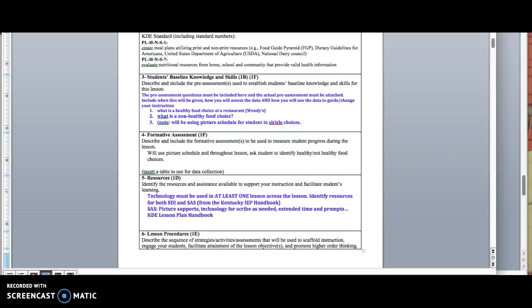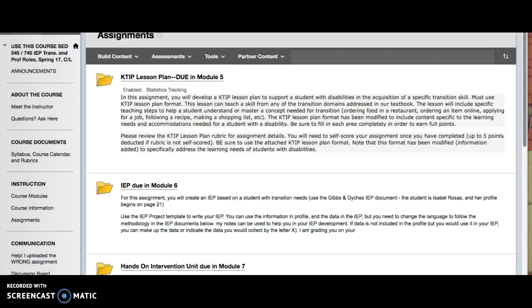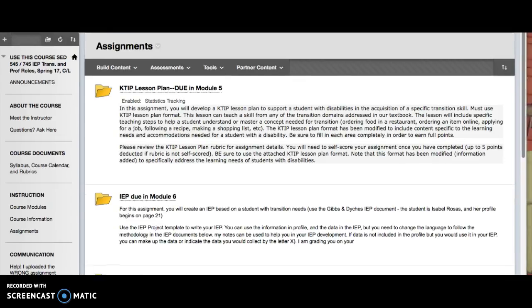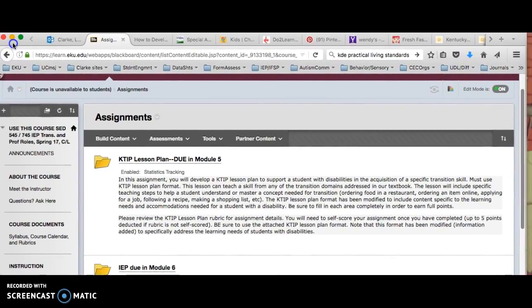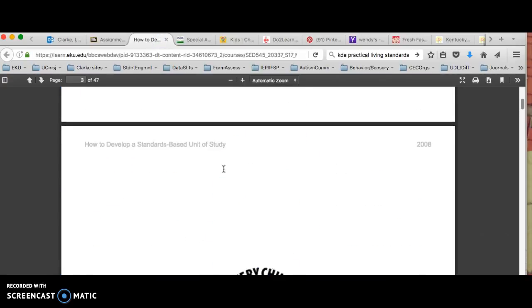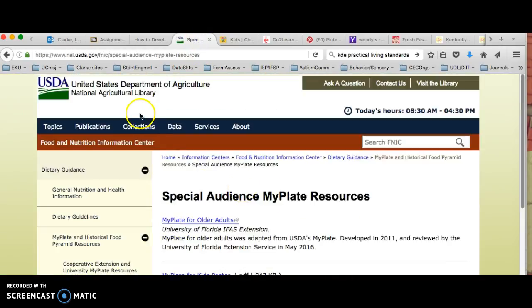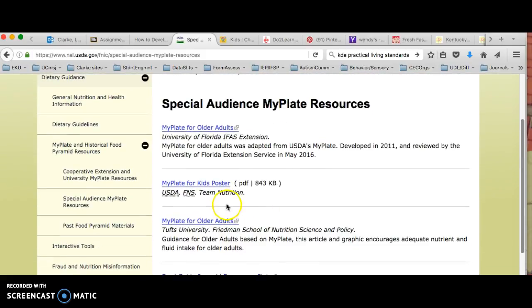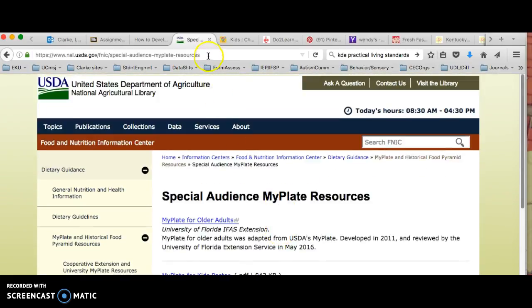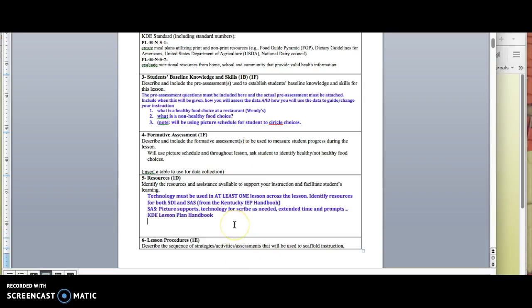And then I'm going to just give you a quick walk through some of the resources that I pulled to create this lesson. So I went to, and I'm pulling down my whole window here so you can see. I'm also going to use this how to develop a standards-based unit of study. So I'm going to list that as a resource that I used. And then I went to the USDA and pulled the My Plate for Kids poster because that was one of my learning targets. So I'm going to copy this in, and then in my lesson plan, I'm going to say that I'm using the USDA Healthy Plate. And I'm going to copy in my link.